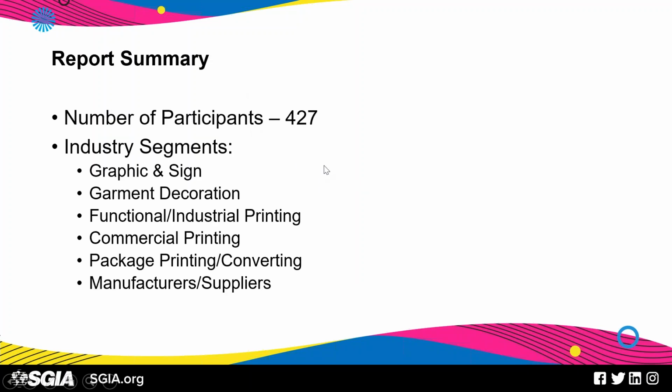In January 2019, we started our new initiative, quarterly industry surveys, with the goal to keep the industry informed and updated throughout the year on current developments. The first survey was about markets and products. We got 427 responses, and the industry segments we covered are graphic and sign producers, garment decorators, functional industrial printers, commercial printers, packager converters, and manufacturers and suppliers.